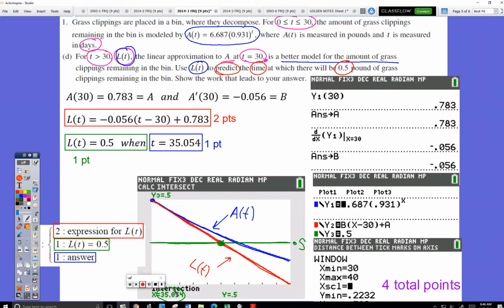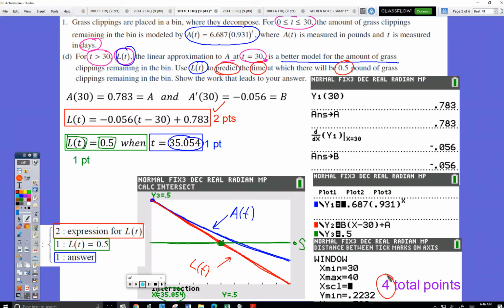And again, I just have to do it like I did before. I have to write down that I'm finding L. When L has a value of 0.5, that occurs when time is 35.054. Now this time it's 4 points though. You get 1 point for creating the L equation because they didn't give us L. They just said we're supposed to use L. We can't really use L unless you have an equation for L.